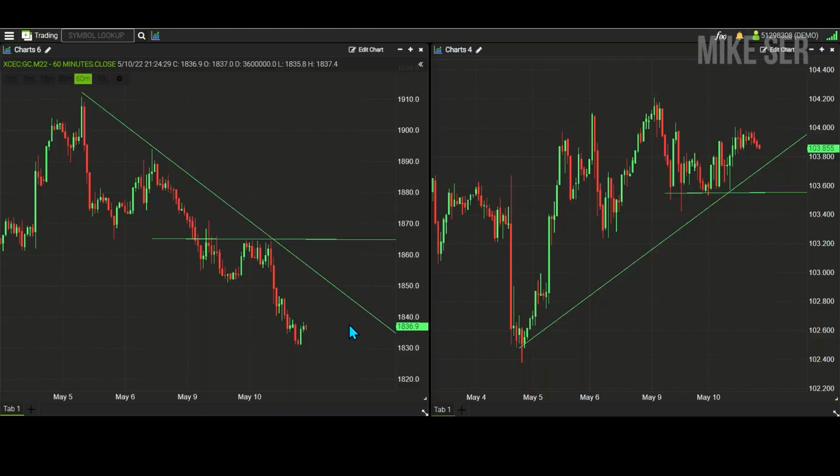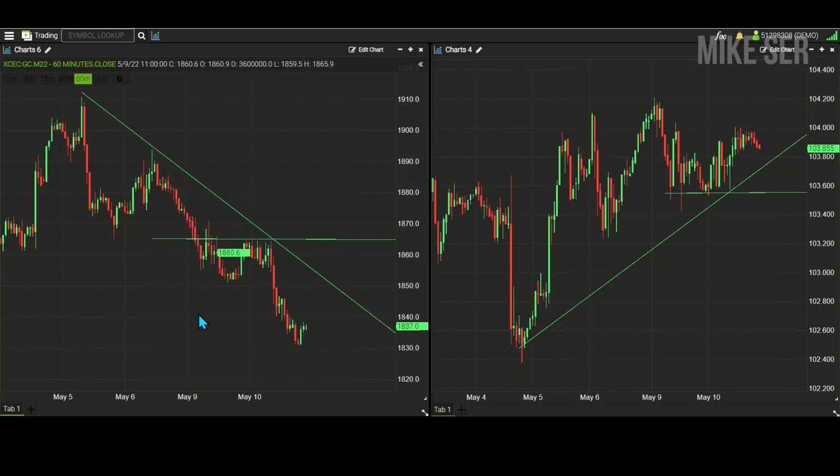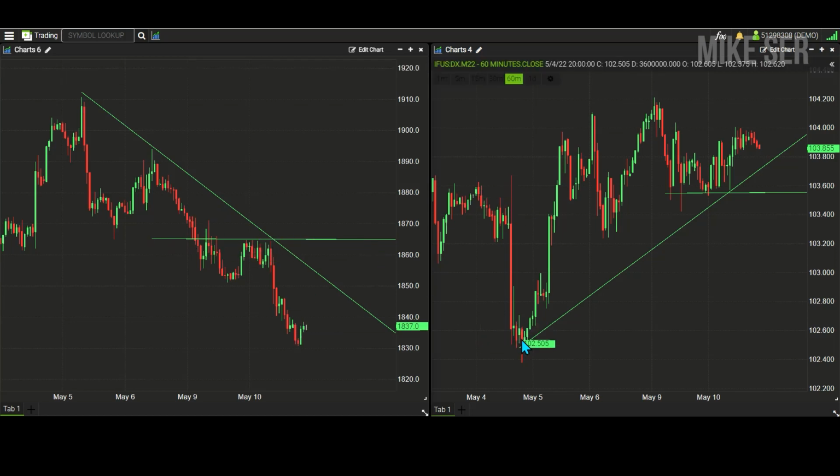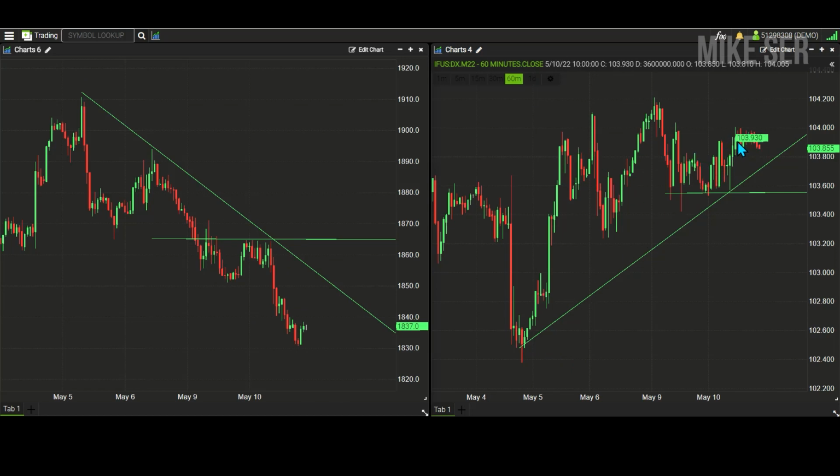So here's a chart of gold on the left-hand side right here and a chart of the US dollar on the right-hand side. So what I've done here is I drew some trend lines extending it from here all the way here. You can see it's on the downtrend right now. And then I drew a horizontal resistance level right here. And also here on the US dollar side, I basically drew a trend line up. So you can see the inverse relationship, right? Gold is going down, US dollar is going up.